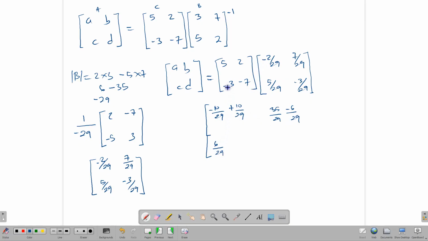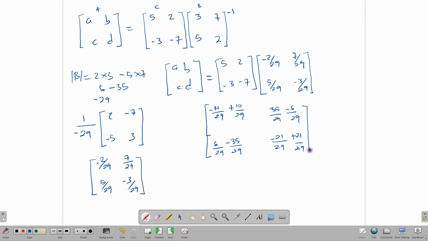And a negative 7 times a positive 5 gives us a negative 35 over 29. For the last one, row by column, negative 3 times 7 gives us a negative 21 over 29. And negative 7 times negative 3 gives us a positive 21 over 29.